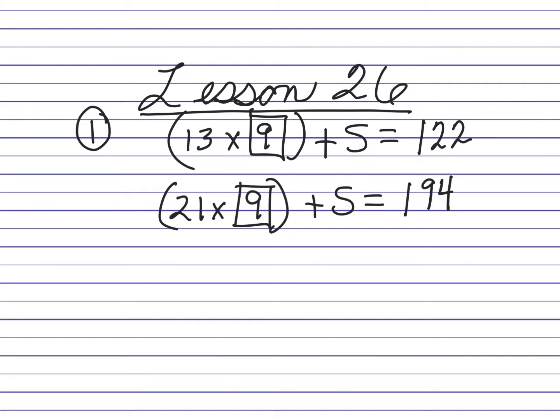So what I did here is I just picked a random number, 13 times 9, and then you add in your remainder, plus 5, and I got 122. I just picked another random number, 21 times 9 plus 5 is going to equal 194.